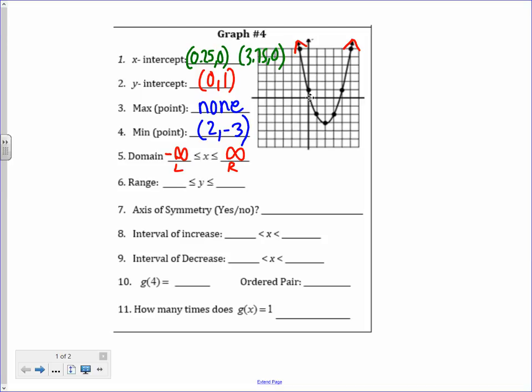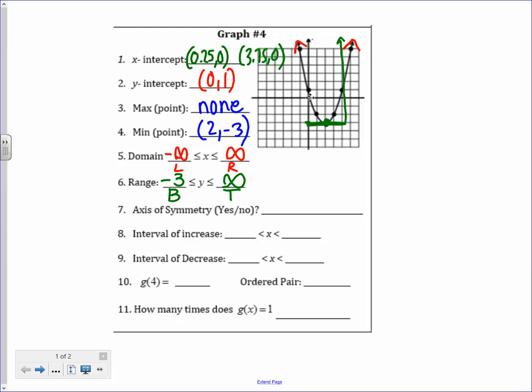Now when I look at the range, instead of going left to right, my graph goes bottom to top. So when I look at the very bottom of this graph, there does appear to be a very lowest point. That very lowest point has a y value of -3. That's the lowest I go. And then my graph appears to go up and up and up because of these arrows forever to infinity.